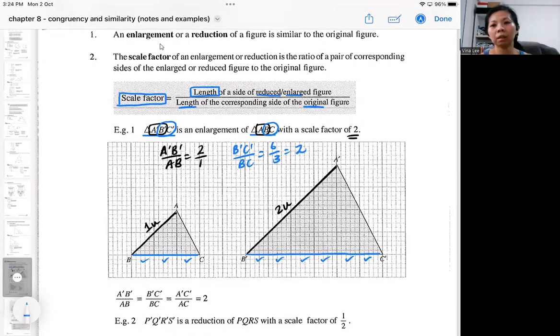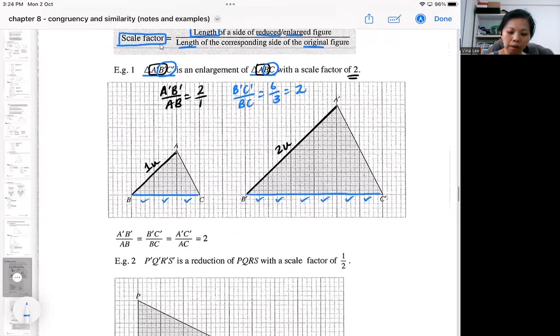So it is the same idea as a ratio. In similarity, we focus a lot on the ratio. The same ratio in enlargement or reduction is called the scale factor. So we use this formula: you use the enlarged side over the original side to tell the scale factor.